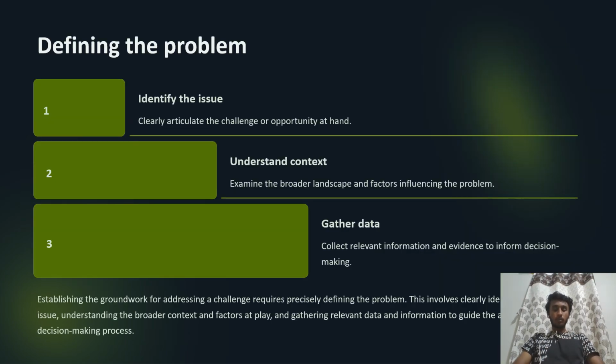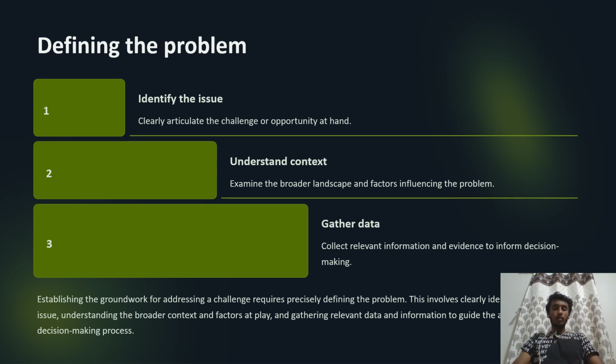Defining the problem. Defining the problem has been divided into three types: identifying the issue, understanding the context, and gathering the data. The first one is identifying the issue: clearly articulate the challenge or the opportunity at hand. Understanding the context includes examining the broader landscape and the factors influencing the problem. The third one is gathering the data: collect relevant information and evidence to inform decision making.